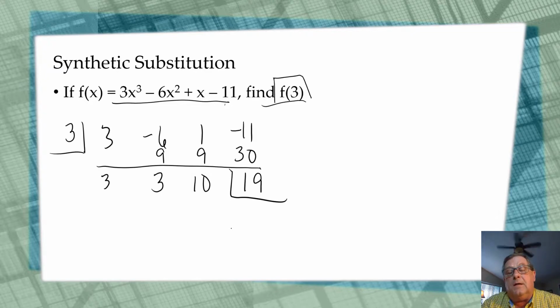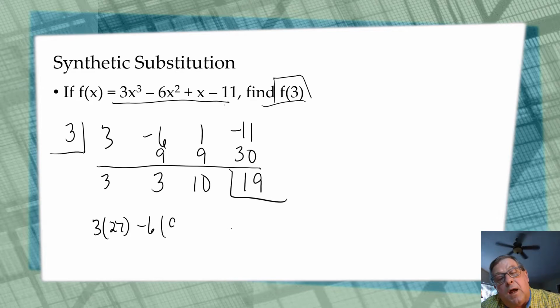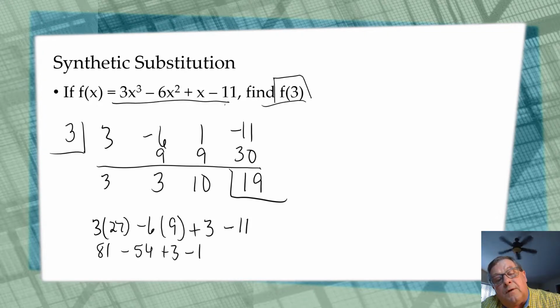So let's see. Well, we probably got time to prove that. Let's substitute in 3 for x into this function and solve it. So we'd have 3 times 3 cubed, substituting 3 for x. Let's see, 3 cubed is 27. Negative 6 times 3 squared, which is 9, plus 3, substituting in 3 for x, minus 11. So 3 times 27 is 81. Negative 6 times 9 is negative 54, plus 3, minus 11.